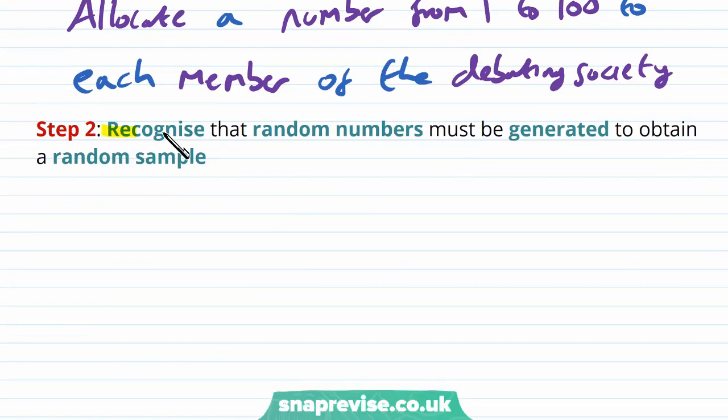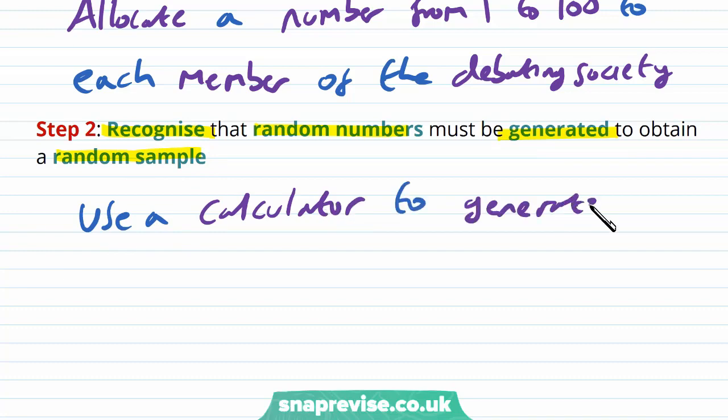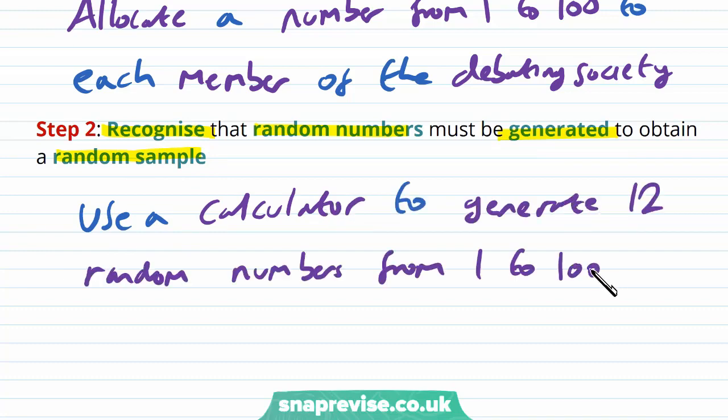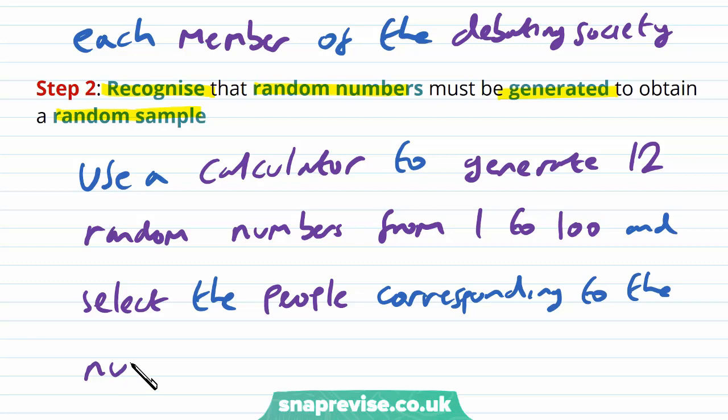Our second step is to recognise that random numbers must be generated to obtain a random sample. We can use a calculator, for example, to generate 12 random numbers from 1 to 100 and select the people corresponding to the numbers chosen.